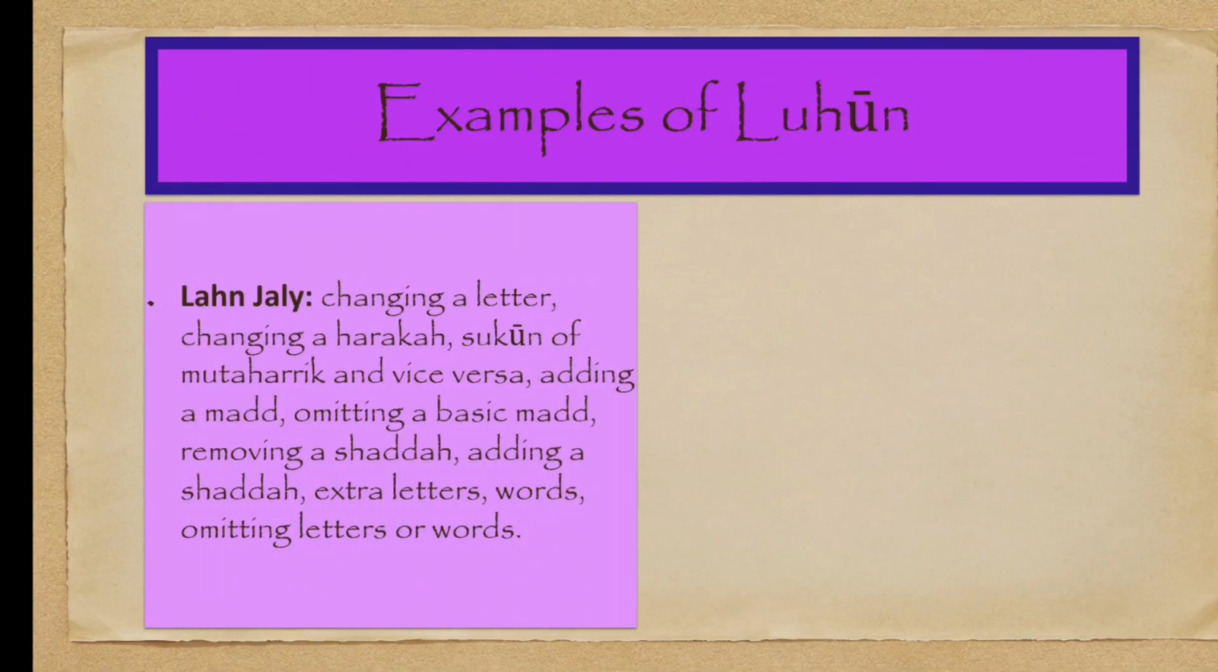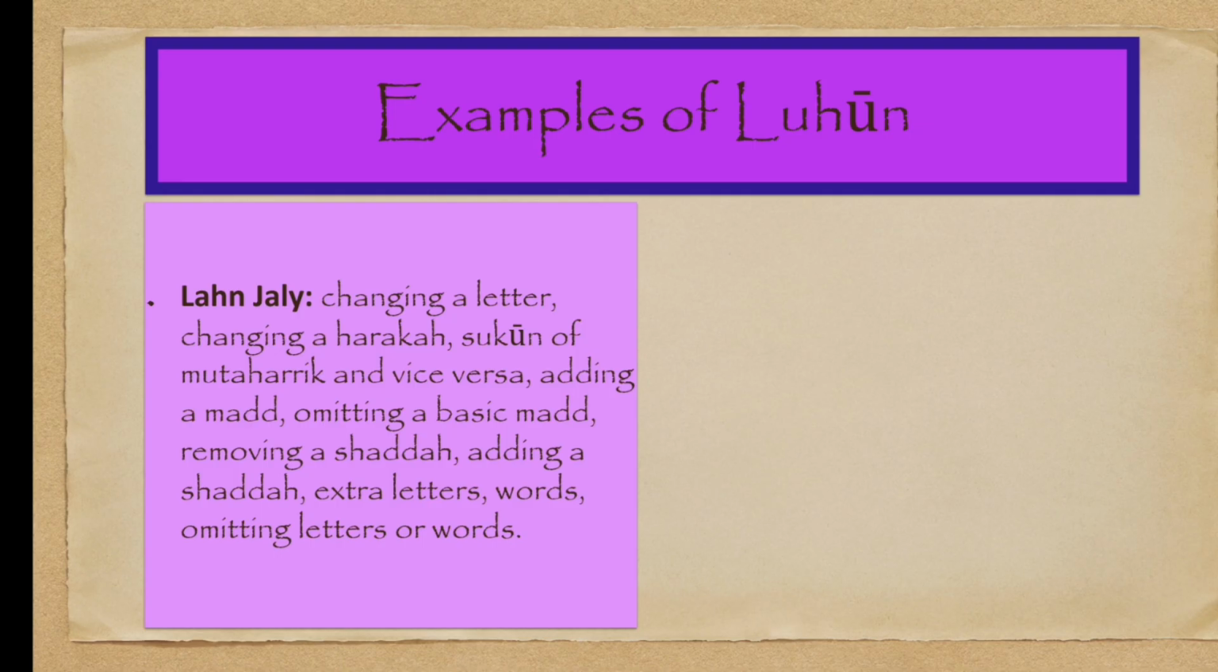So examples of the whole. The lahn jali, we mentioned changing a letter, also changing a haraka, we gave examples of those. And other examples are doing sukoon of a mutaharrik, meaning there's a letter which has haraka and you say it with sukoon, or vice versa. Opposite, there's a letter with sukoon and you say it with haraka. Adding a mad where there's no mad. For example, the verb is qala, which means he said, and you say qaala, which changes the meaning.